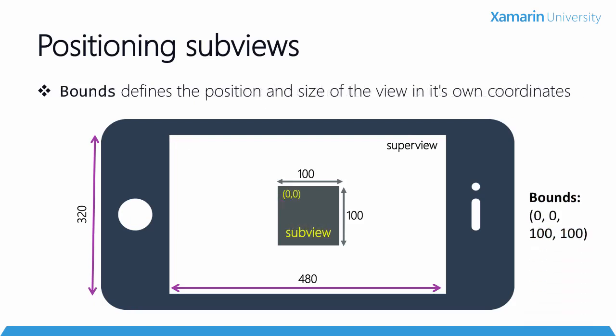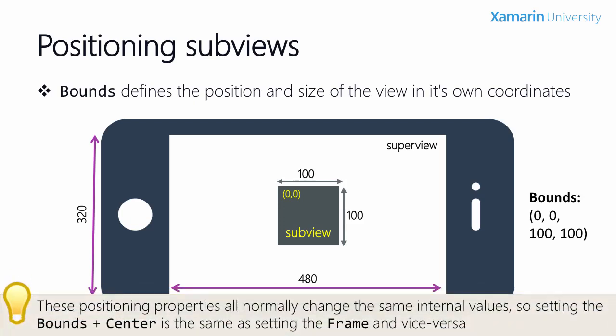The bounds is the interesting one, because this is a rectangle that simply defines the view in its own coordinate system. So the 0, 0 point is the top left corner of itself. And so the bounds would be 0, 0, 100, 100. And this is what the subview uses to determine its own dimensions and also how to position its own children. So if this subview has its own children, they would be relative to the bounds coordinate system. That would be their coordinate system that they would be using.